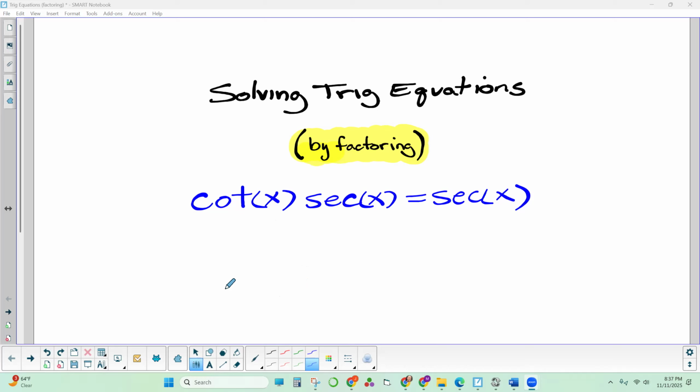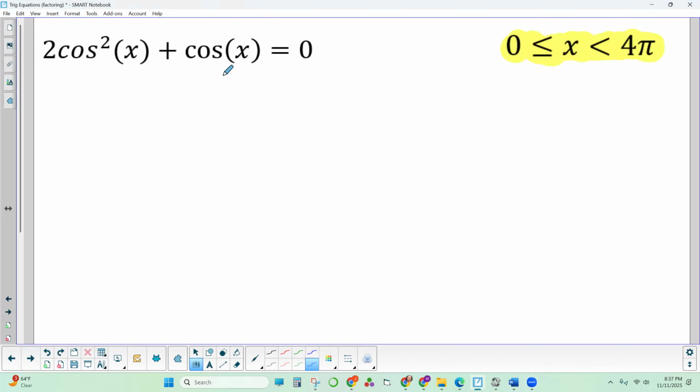Today we're going to solve trig equations by factoring. So let's look at our first example. As you can see in this equation, you cannot simply isolate a single trig function. What we've got here is a cosine squared x and a cosine x. So we're going to use factoring to help us solve this.